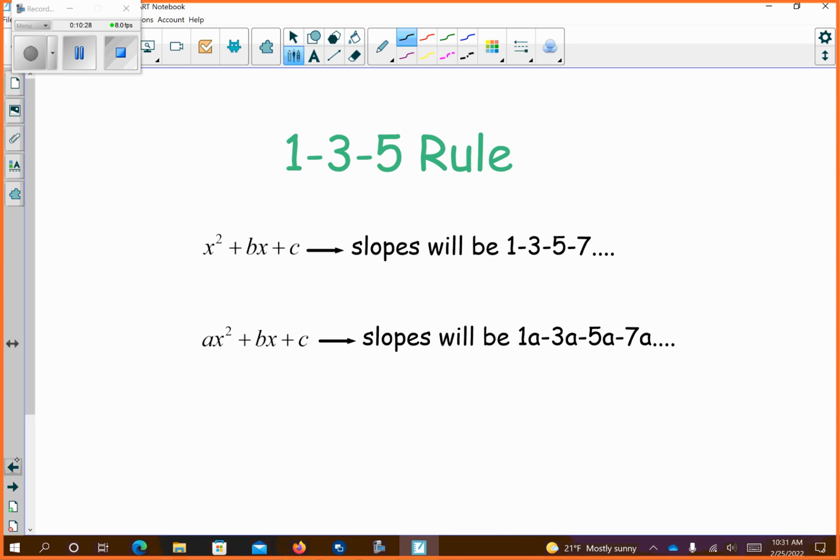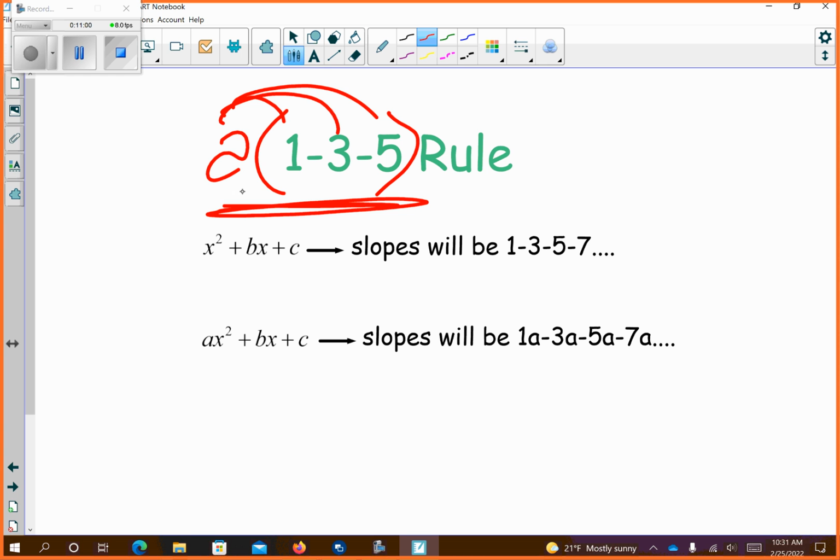So notice they say slopes will be. Okay? Basically, the main thing I want you to realize with the 135 rule is it's always going to be A times these values. And again, the 135 is just 3 odd numbers. It goes forever. It's 1, 3, 5, 7, 9, 11, 13, 15, 17, 19. But you run out of room on your graph. So that's why we only take it out this far, because this will get us enough information.